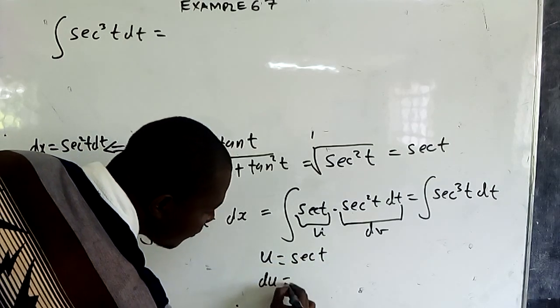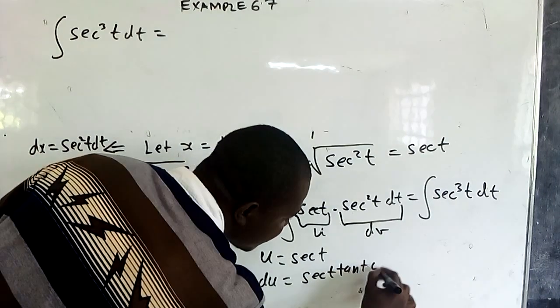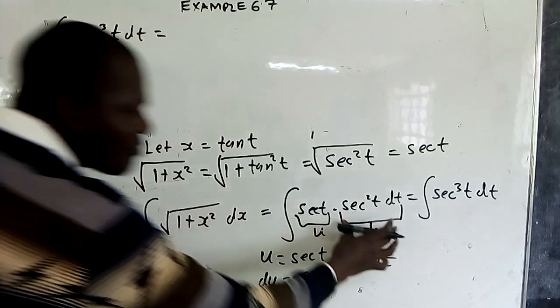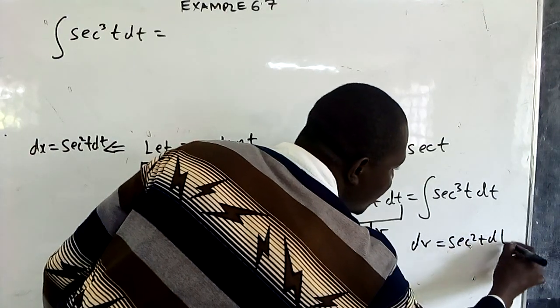Then what is du? If you differentiate sec t, you get sec t tan t dt. Are we together? If you differentiate sec, you get sec tan. That is a standard differentiation, isn't it? Yes. Are we together? Then you go again, it means dv. What is dv? dv is sec squared t dt.